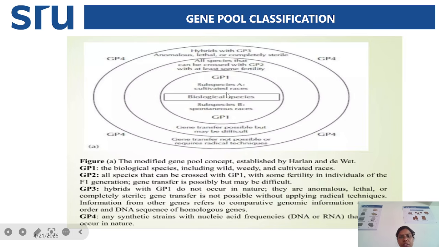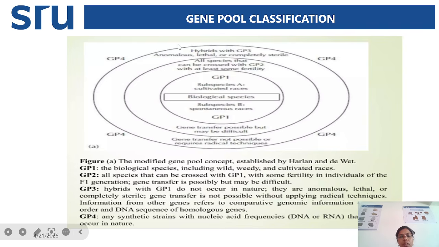Here you can see the first circle, gene pool 1, which includes the biological species, cultivated species, and all. Here we'll obtain the fertile hybrids, and next is the secondary gene pool. In the secondary gene pool, all the species which were crossed with the primary gene pool will produce some fertile hybrids, but mostly sterile hybrids we can observe. In the secondary gene pool, the gene transfer is difficult. And next is the third, the tertiary gene pool.